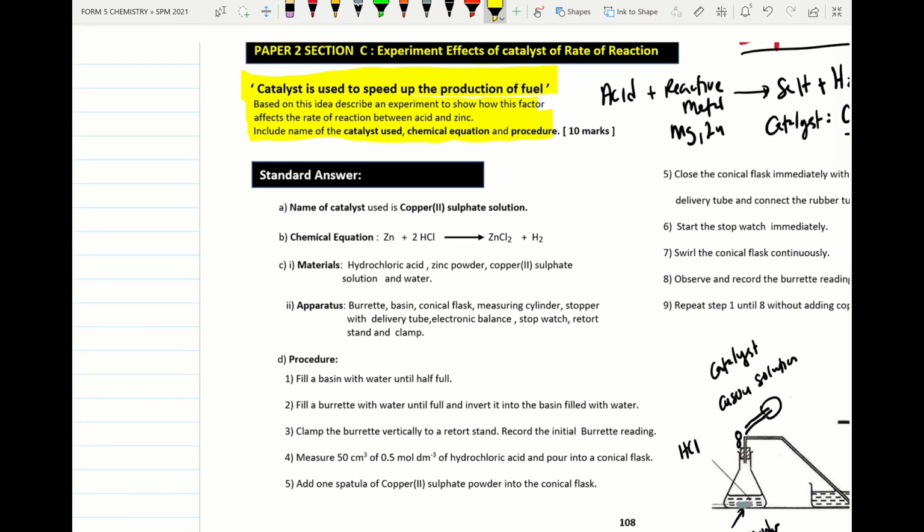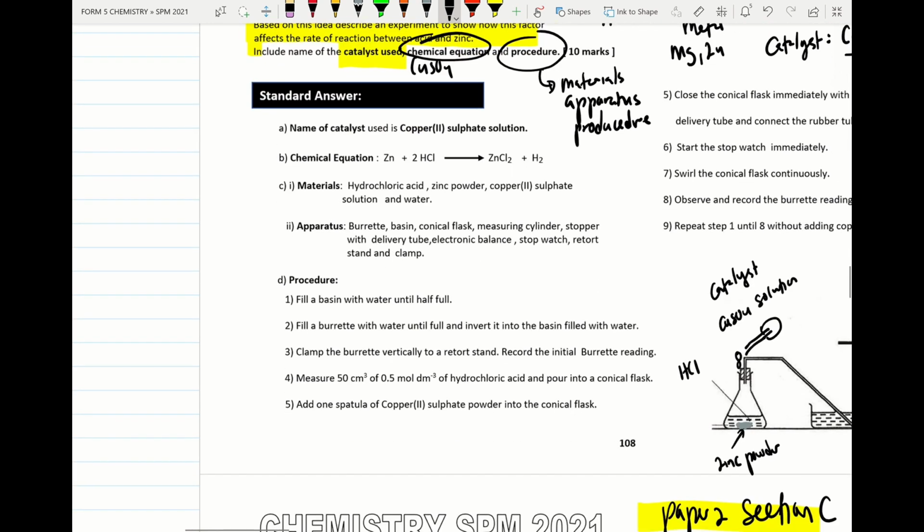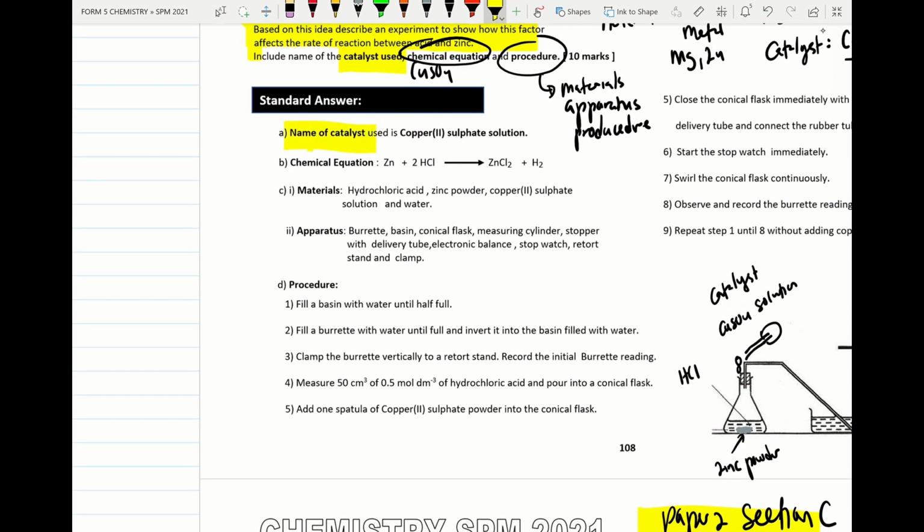We check what is the requirement of the question. They want us to include the name of the catalyst, so the name of the catalyst will be copper(II) sulfate solution. They want the chemical equation and the procedure. The procedure always starts with materials. List down all the materials, list down all the apparatus, and then we start with the procedure. So the first answer is the name of the catalyst, copper(II) sulfate solution, and the second thing they want is a chemical equation. So we write down the chemical equation.